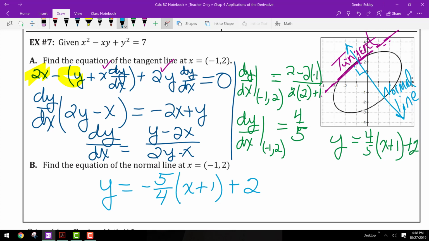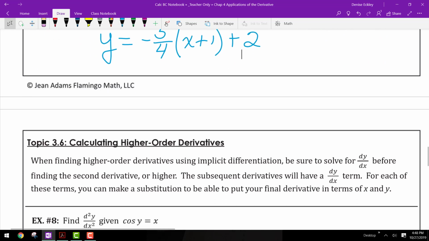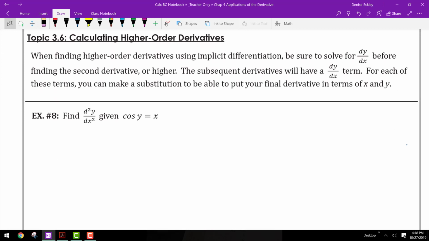Okay, moving on to our next topic: what if we have to calculate the second and third derivative, or fourth, of an implicit differentiation. So what we want to remember is the subsequent derivatives will have a dy dx term in them, and so we're going to have to substitute as we go to make sure that our final derivative, and this is important, is only in terms of x and y. There are no derivatives within the derivative. So we'll do example 8 and then 9, which is another ellipse, and we'll see how that works.